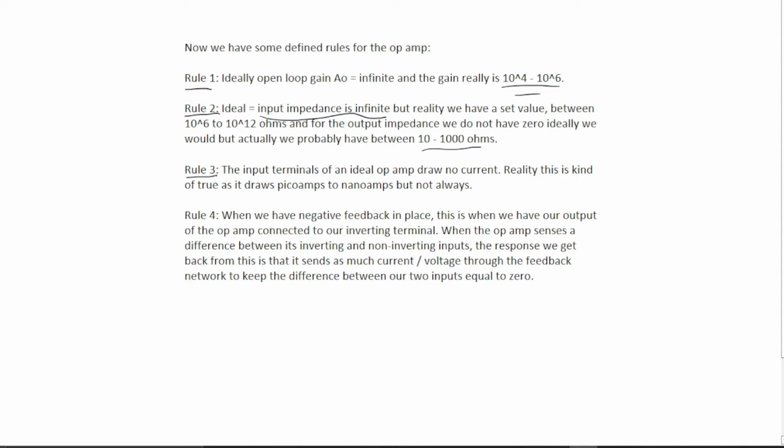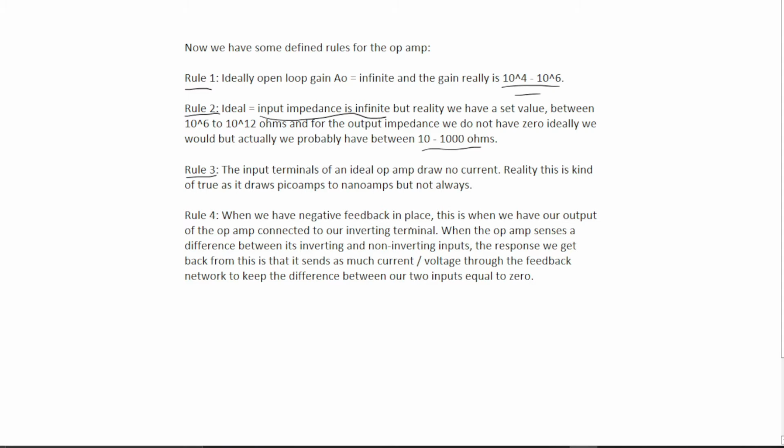Rule 3. The input terminals of an ideal op-amp draw no current. In reality, this is kind of true as it draws picoamps to nanoamps, which we could probably round down to 0, but that's not always the case in certain situations, so keep that in mind. And rule 4, I'll read it to you now, then further explain it, and it'll make sense.